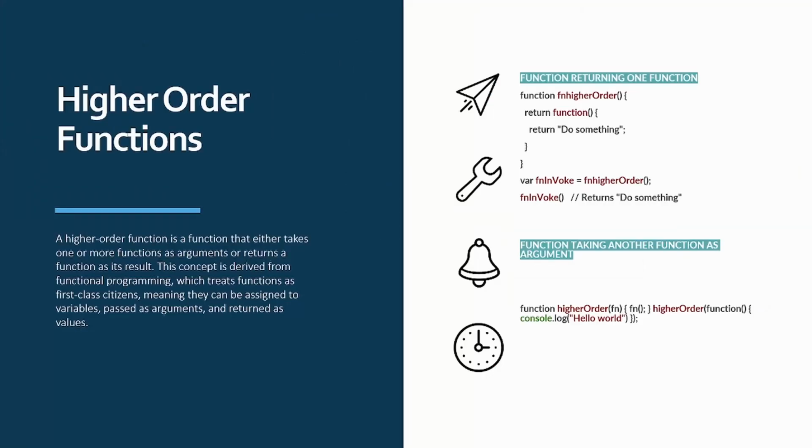Higher order functions are one of the special mentions for JavaScript. This is a function that either takes one or more functions as arguments or returns a function as its result. This concept is derived from functional programming, which treats functions as first-class citizens, meaning they can be assigned to variables, passed as arguments, and returned as values. Here I have presented examples of both types. First one where one function returns another function. And in the second example you can see one function expecting another function as an argument.